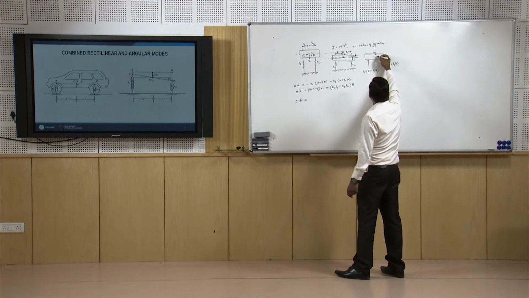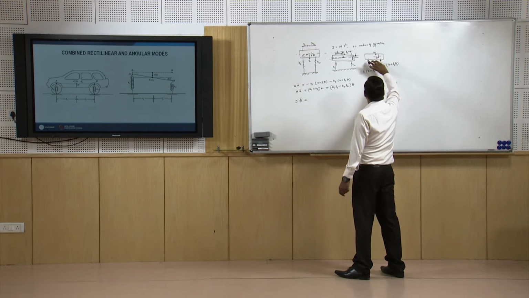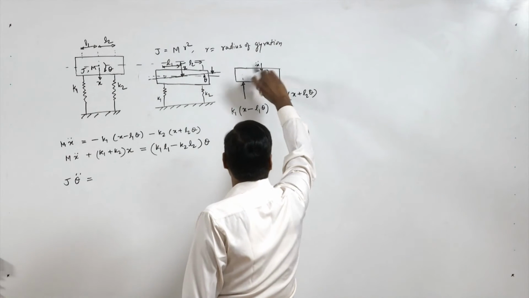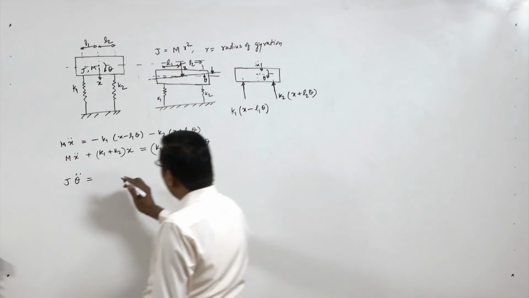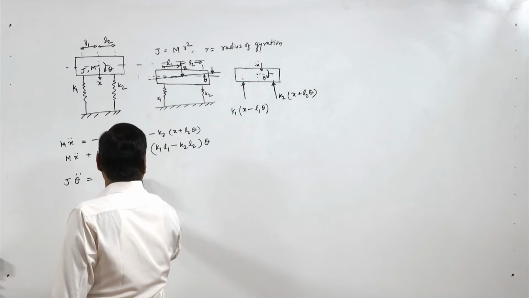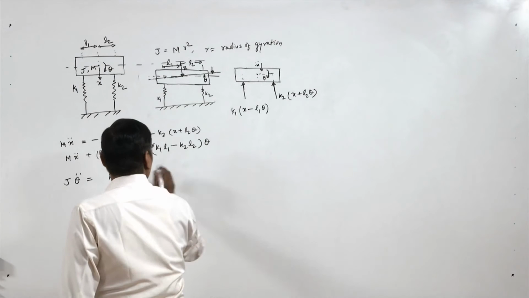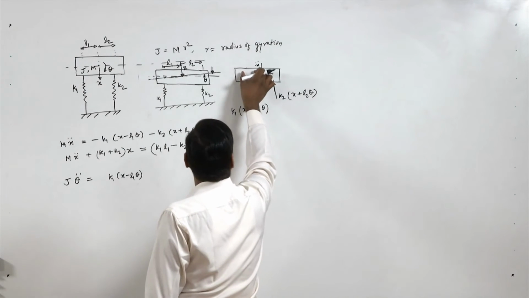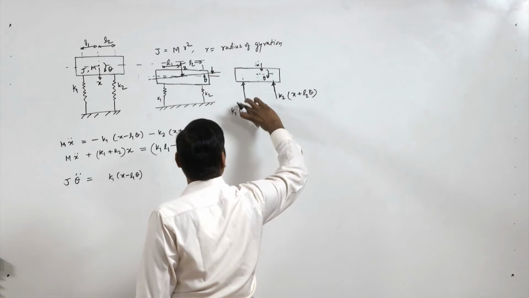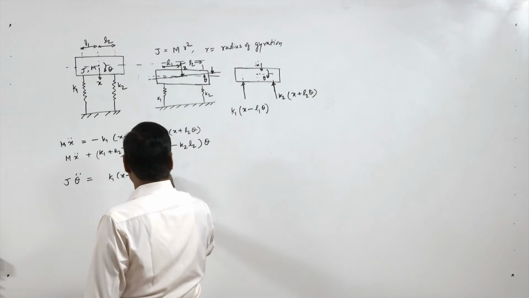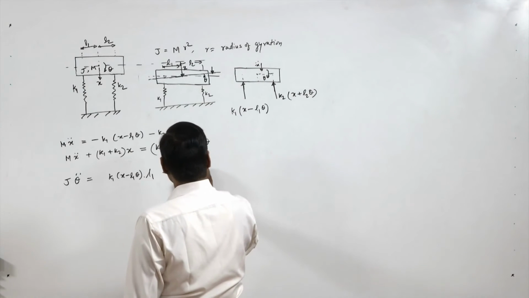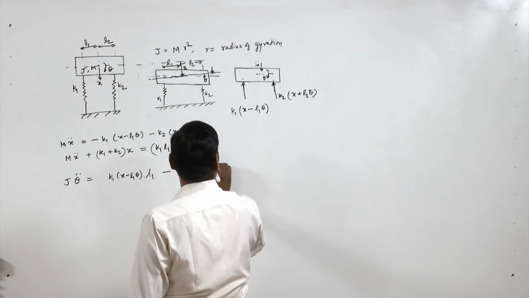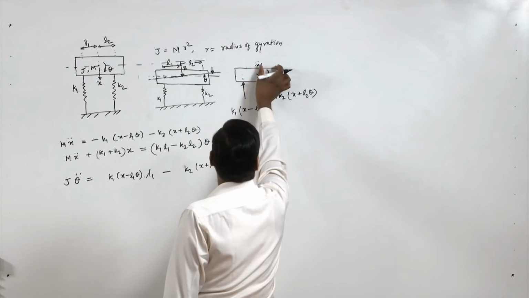So if this is the degree of freedom theta or theta double dot, this force is giving a clockwise direction, so it will be plus. So k1 (x minus L1 theta) is the force and the distance is L1, so the moment is this force into L1. But this is giving anti-clockwise, so it is minus k2 (x plus L2 theta) into L2.